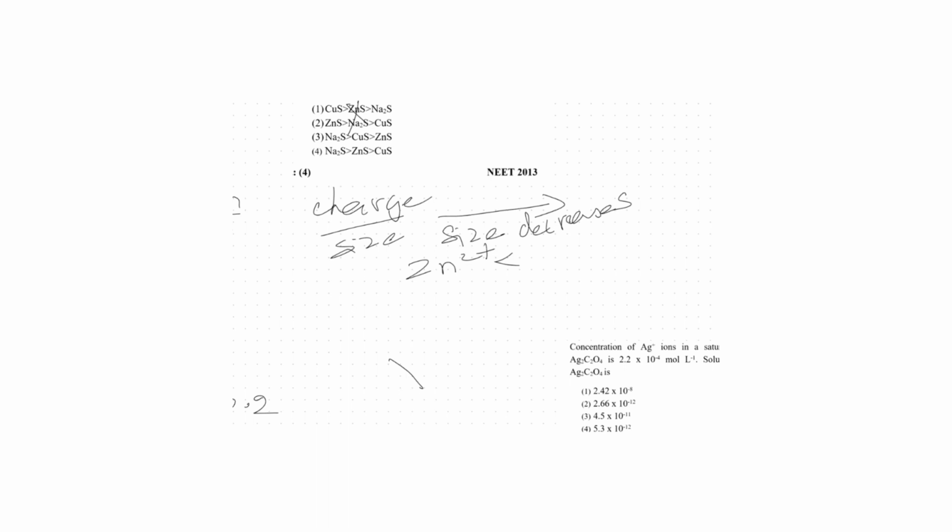As a result, you see, the solubility is directly proportional to effective nuclear charge. If effective nuclear charge is more, solubility will be more. So the solubility of zinc sulfide will be greater than solubility of copper sulfide. So the correct answer is option 4 for this question. Look at the next question.